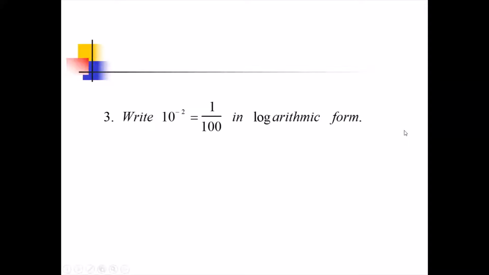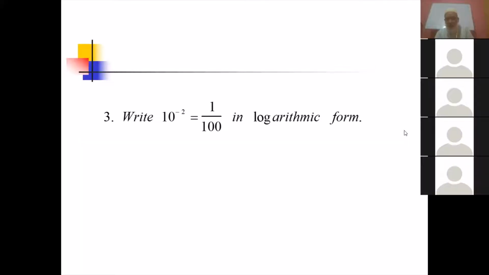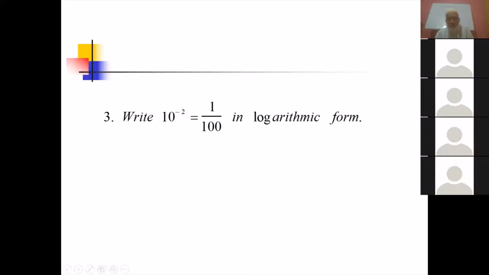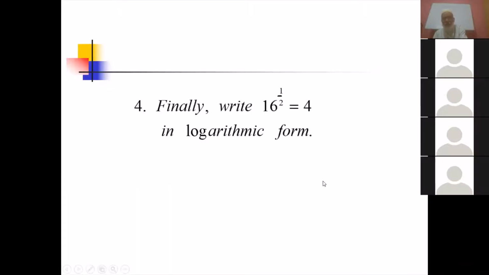Log 1 upon 100 is equal to, base of this. Okay. So here, just give the answer. Log 1 by 100 to the base 10 is equal to minus 2. Okay. These were some examples of converting expressions.